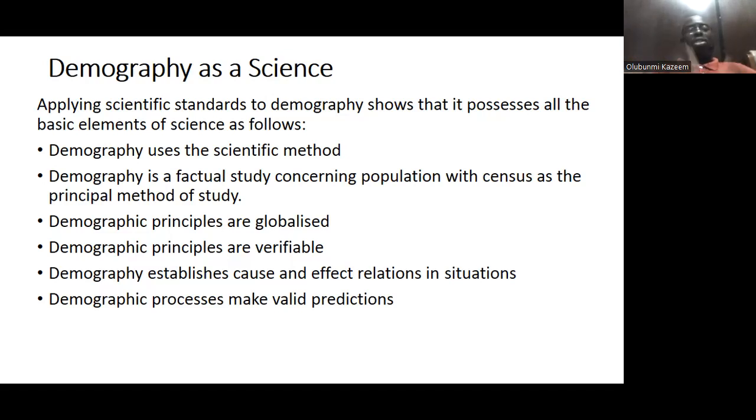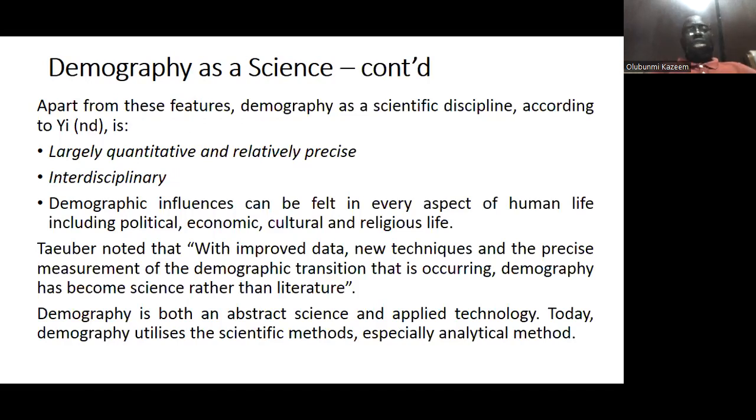So on that basis, because demography makes valid predictions, it qualifies to be a science. Now, apart from these characteristics that we have stated, according to Yi, it is also stated that demography as a scientific discipline also has some qualities that make us conclude that it is actually a science.